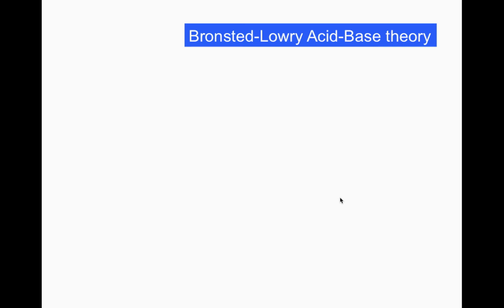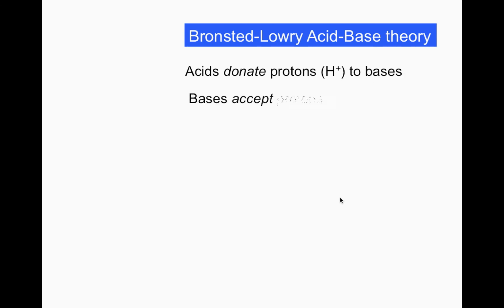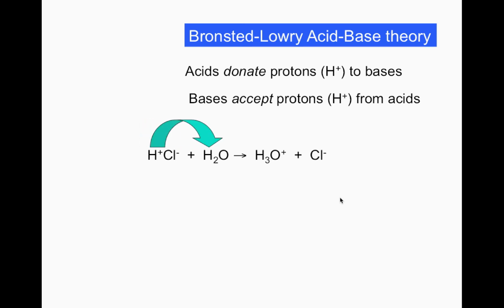Our second definition is called the Bronsted-Lowry acid-base theory. And here, acids donate protons to bases, and bases accept those protons from acids. So here's an example. We have HCl plus water yields hydronium plus chloride. Now you can see here that the hydrogen ion, now we're acting as if these ions are present in HCl, but they're really not there yet until the reaction happens.